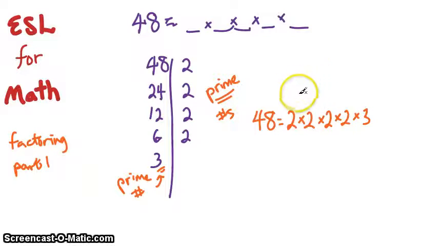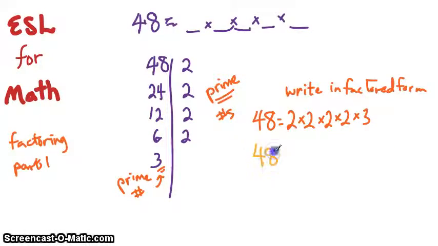This is called writing in factored form. So if the problem says write the number in factored form, this is what we want to do. Or a slightly quicker way of writing a number in factored form is to use exponents. So 48 equals 2 to the 4th power, because we have 4 2's here. 2 to the 4th power times 3. So this is also writing the number in factored form, but it's using exponents, which is usually the better way to write in factored form.